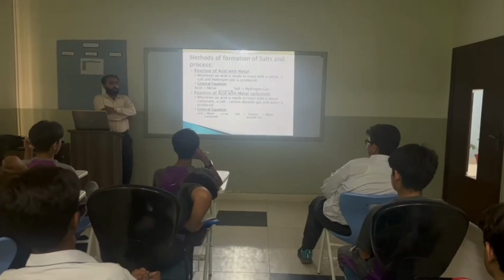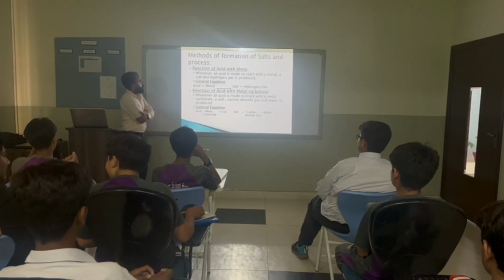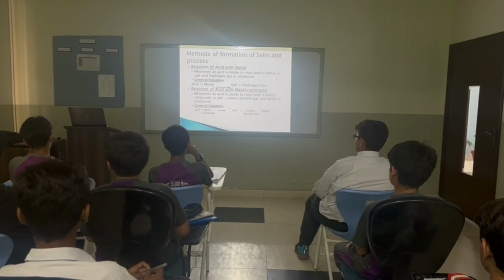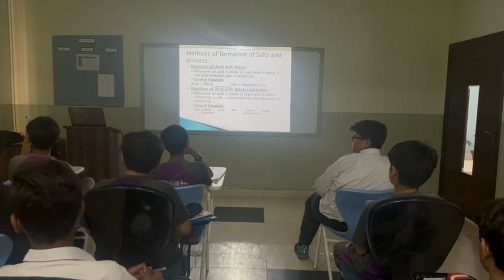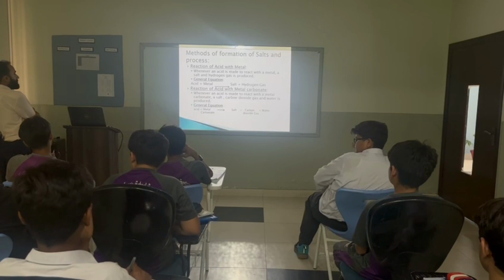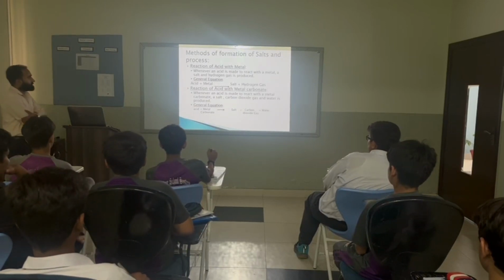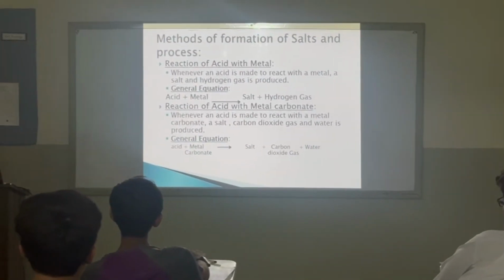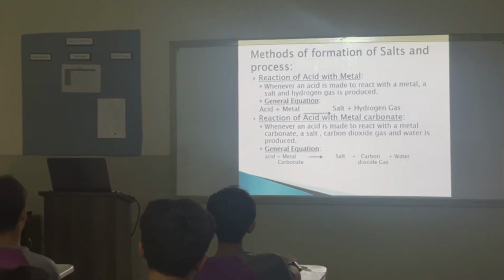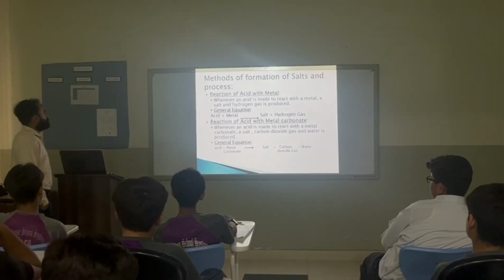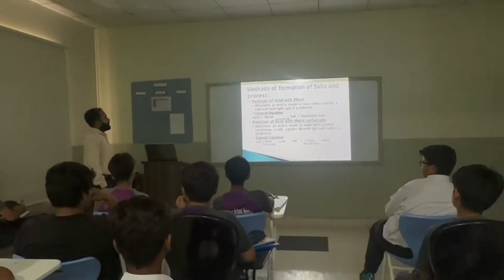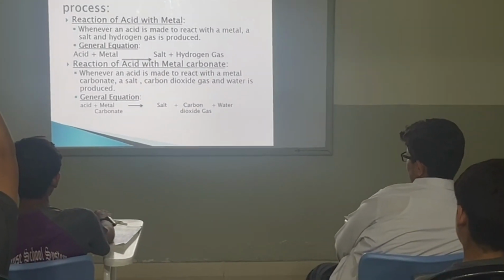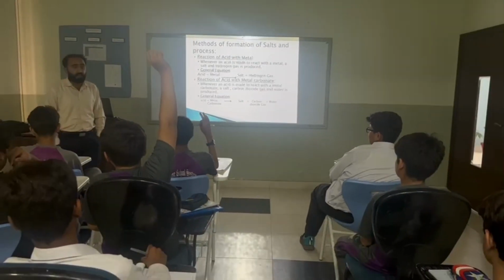Ashok. Okay, so let's start our today's lesson with the methods of formation of salts and the process involved. In your textbook or in your syllabus, there are two common methods. The first one is reaction of acid with a metal, and the second one is reaction of acid with metal carbonate. You got it? Yes, sir. Okay. During the first reaction, what will happen? That's written in this slide over there. Whenever an acid is made to react with a metal, a salt and hydrogen gas is produced. This is the first type of reaction.